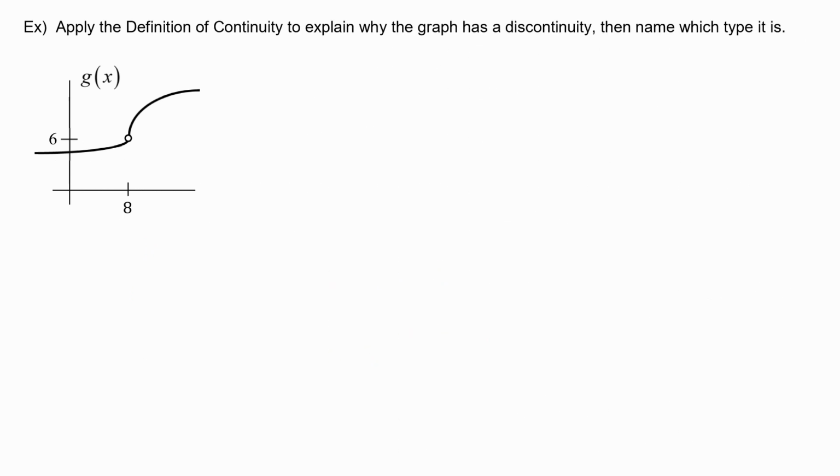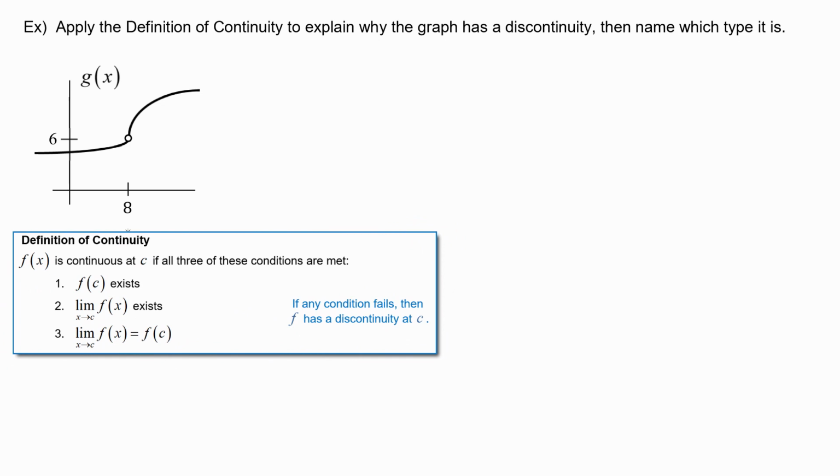In this example, apply the definition of continuity to explain why the graph has a discontinuity, then name which type it is. Here is our graph of g of x, and we're going to be looking at x equals 8. Now, the definition of continuity, step 1, tells us we will need to look at g of 8 and decide if it exists or not. And because there's a hole in the graph there, we know that g of 8 does not exist.